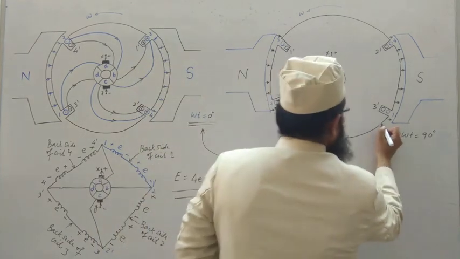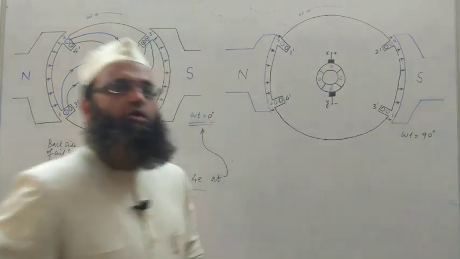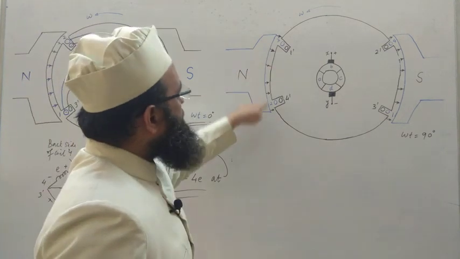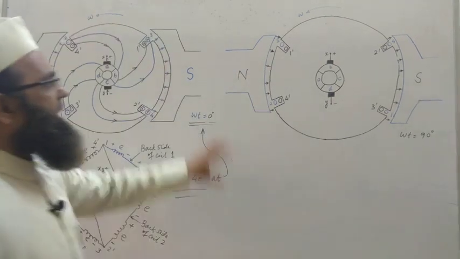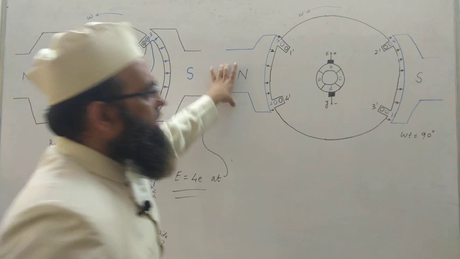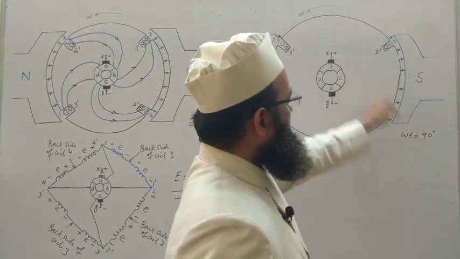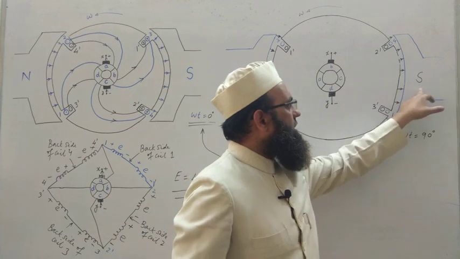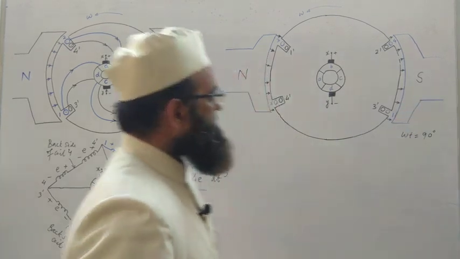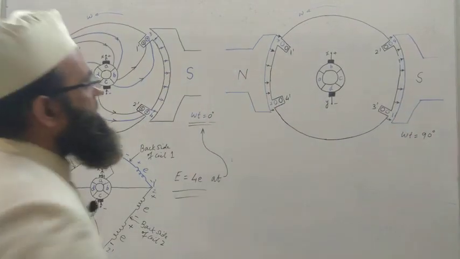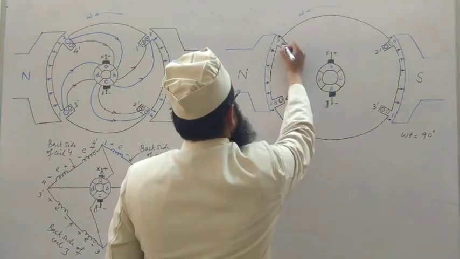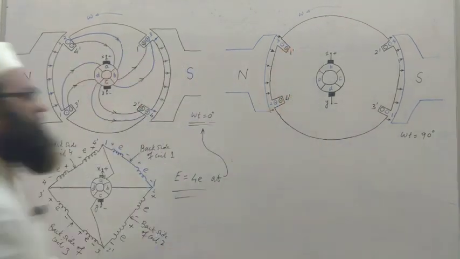Fine. So at this moment we can observe that the coil ends 1 dash, 2, 3 and 4 dash lie under the effect of the north pole, whereas the coil ends 1, 2 dash, 3 dash and 4 lie in the south pole region. Hence the polarities of the EMF induced may be marked as earlier. Whenever a conductor comes in this region, the polarity will be like this.